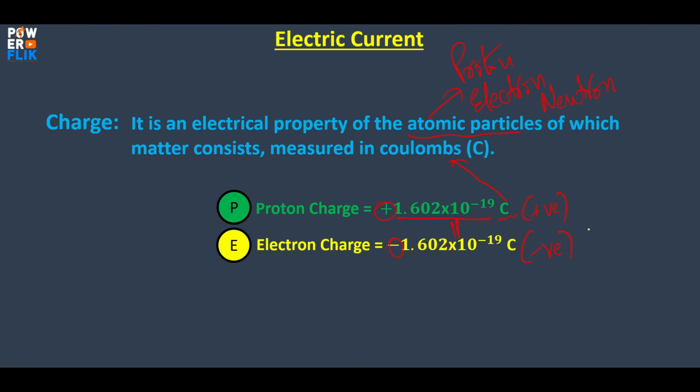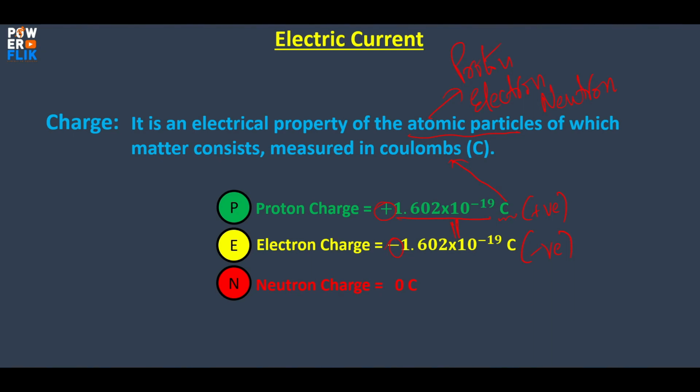Understood? So usually positive charge is referred to as proton and negative charge is referred to as electron. And we also talked about the third particle, which is neutron. It is of no charge. Only proton and electrons are having charges. Okay. Now we have a detailed understanding of charge.